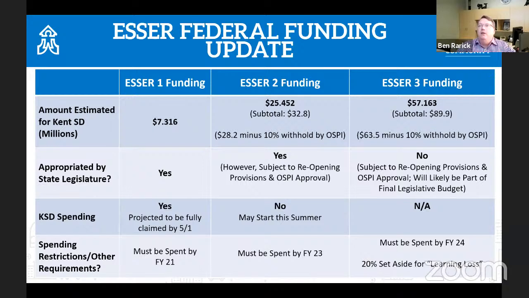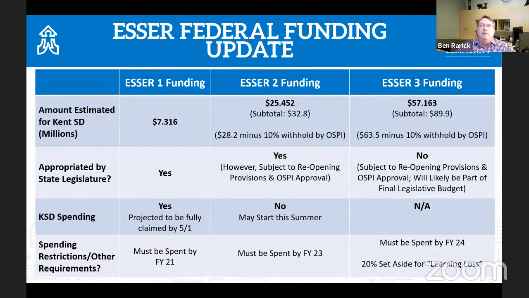ESSER 2 has been appropriated, and we, like a lot of districts, are just waiting for final approval, subject to working out the final details of reopening plans, etc. But ESSER 3 has not yet been appropriated. That's a key distinction. The legislature has not passed a budget that has appropriated that money to OSPI to allocate to school districts. So it's only in theory at this point, and until the law is passed, it is merely a discussion of how much in theory we have access to, but we can't make any claims on those dollars.